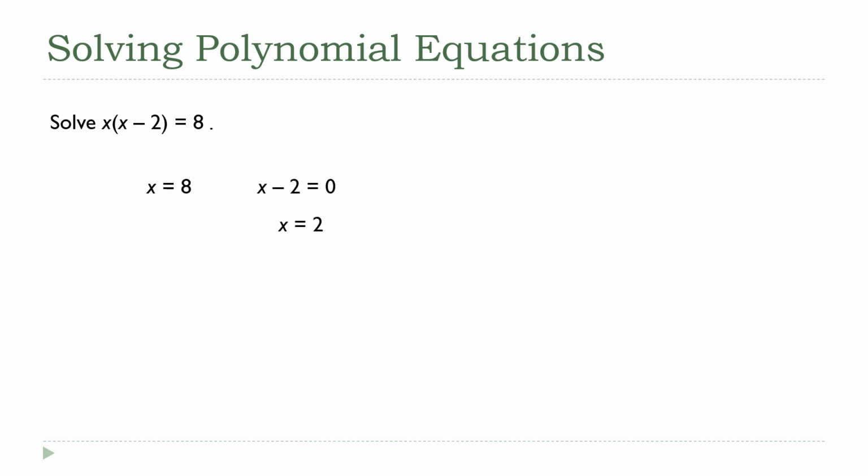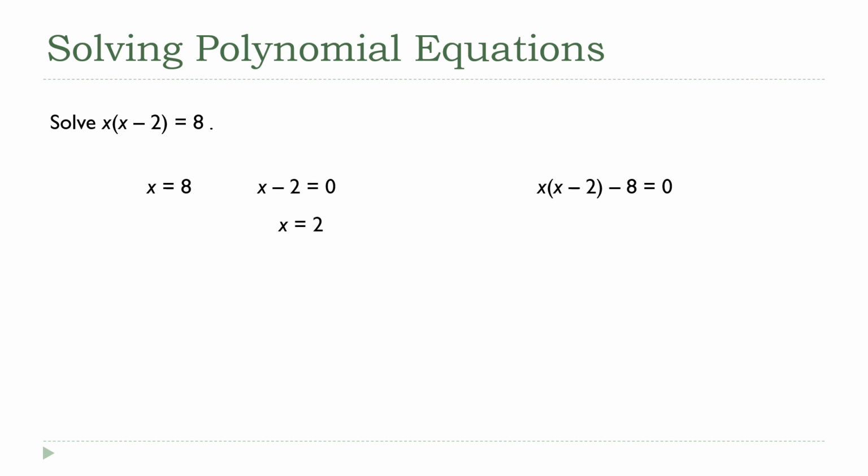Right? This zero product rule, 0 is a special number. This only works when the equation is equal to 0. All right, so that's going to be my first step. I'm going to subtract 8 from both sides. So the equation becomes x times x minus 2 minus 8 equals 0.